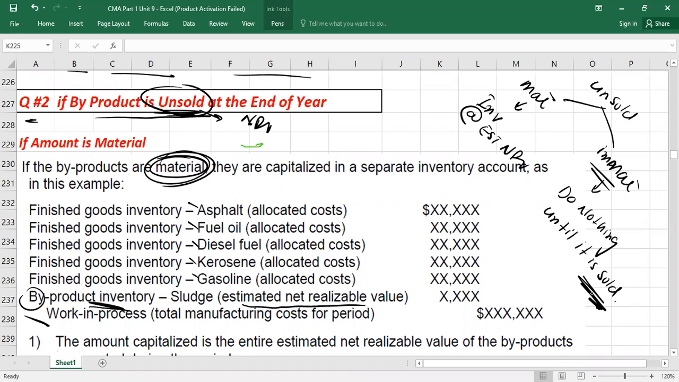So the first question was, should we process further or not? For that we need what? NRV. If NRV is positive, process further. Negative or 0, discard as scrap. The second question is, what if the byproduct is unsold? In the question you have to look for the word. If we tell you the amount is material, you should say it should be recorded as inventory at estimated NRV. If it is immaterial, do nothing until the sale. Now scenario number 3.